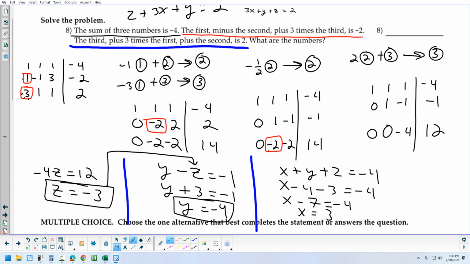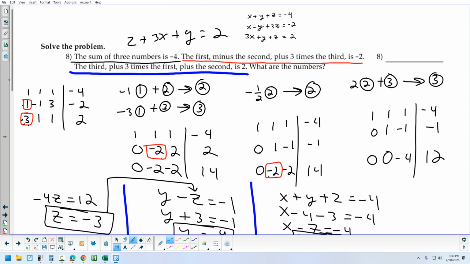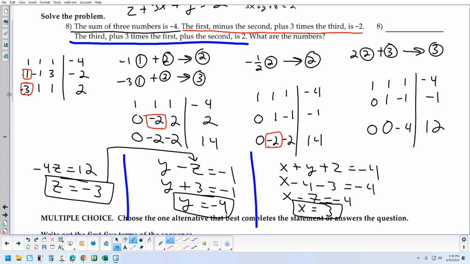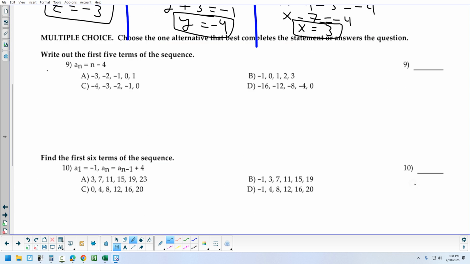Positive 3. Okay, so that covered basically using the matrices and setting up the equations yourself. Okay. Any questions on that one? Okay. All right, the next one we're going to look at is writing out terms in an explicit sequence. So all we have to do is take the number of the term position, plug it in for n, and that'll tell us our first term all the way through the fifth term.